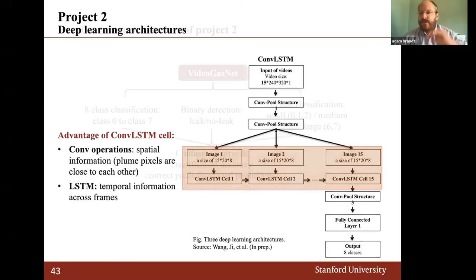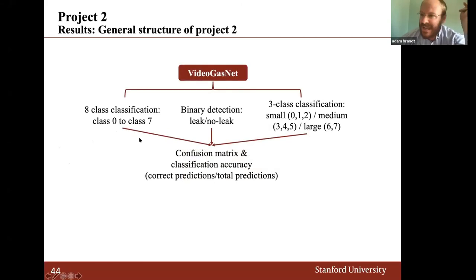Okay, so we tried three different classification schemes. One was our 8-class classification. We had 8 leak sizes. Can we go 0 to 7 and correctly say what class of leak it was? Those are discrete sizes, one of 7 levels. The other one is 3 classes, where we just group them into small, medium, and large leaks. This may be good enough. If all you really want to do is find out where the big leaks are, you maybe don't need to know more. It's a much easier problem, actually.